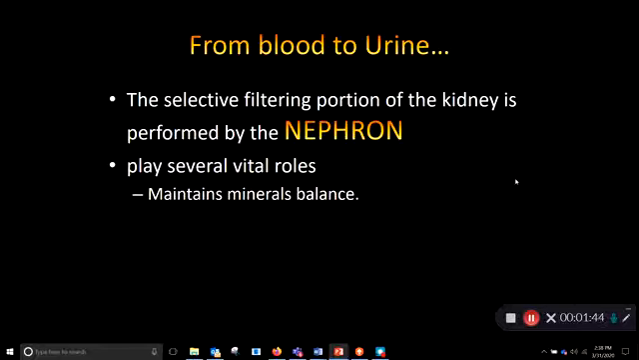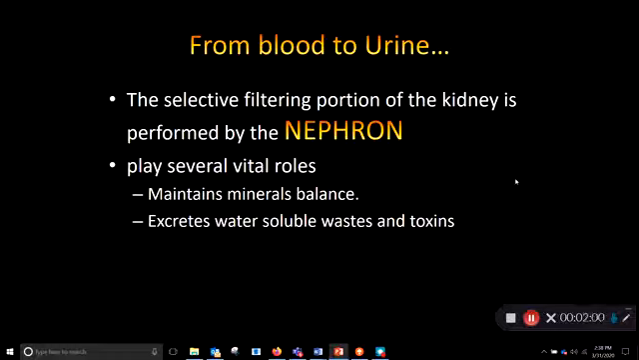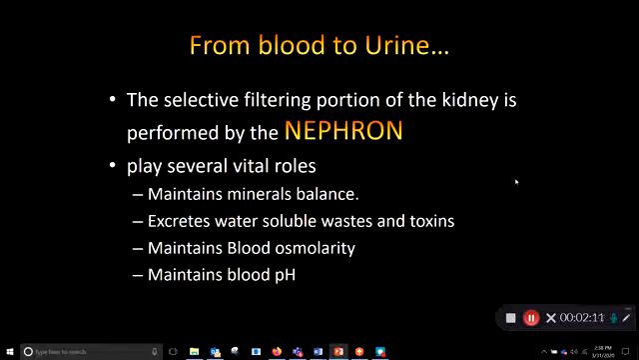So, first off is the mineral balance. You need a certain balanced amount of sodium, potassium, and chlorine in your blood, and these nephrons, these kidneys, help out with that. It also does a lot of work excreting soluble wastes, such as urea and all those things you just don't want around. It also does a lot with blood osmolarity, aka how much does your blood like water, followed by maintaining blood pH.